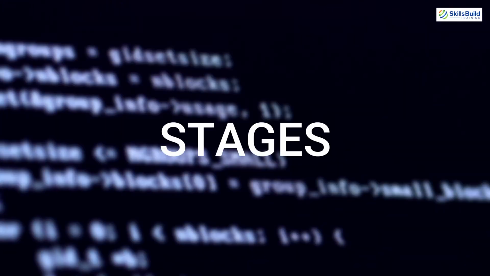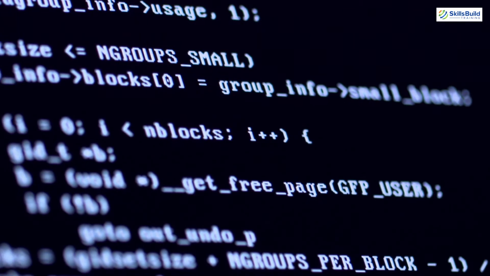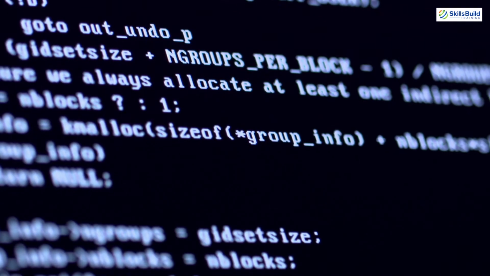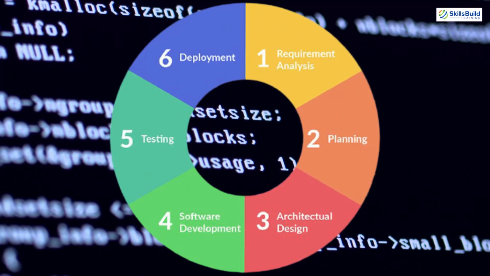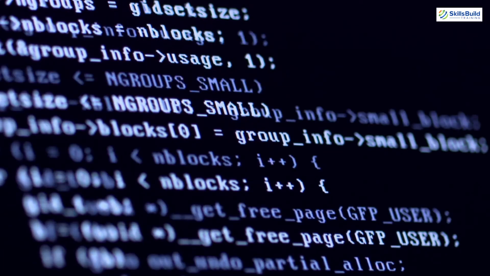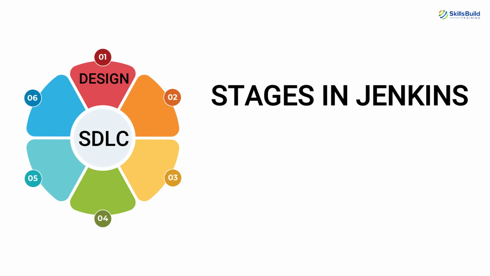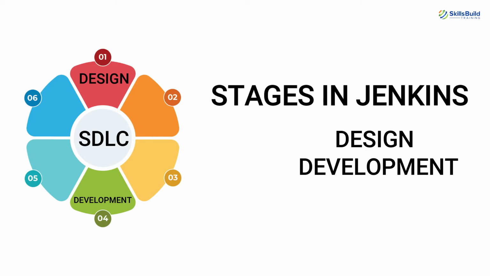After that comes the stages. It has all the work and each stage performs a specific task. Just like we have different stages in the software development lifecycle, these stages are handled in here. For example, you have a stage of design in SDLC. So what you will do, you will create a stage in your Jenkins pipeline and you will declare it as design. For development, you will create another stage and you will name it as development, and you can do that for other software development lifecycle phases.